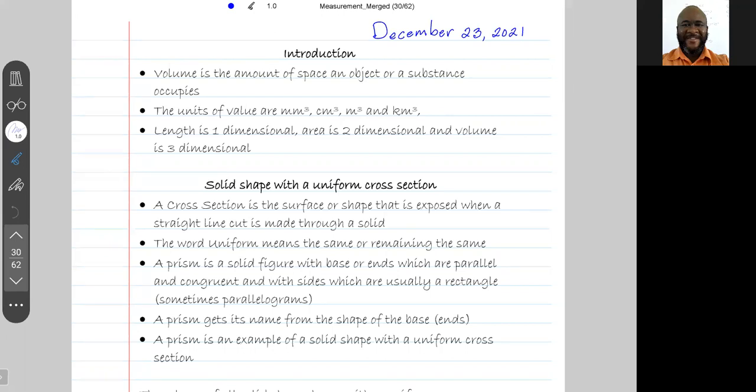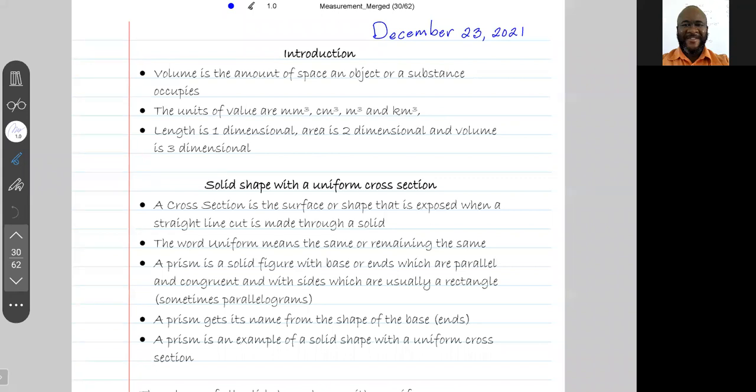Length is one-dimensional, area is two-dimensional, and volume is three-dimensional. So length would be centimeters, area would be centimeters square, and volume would be centimeters cube.